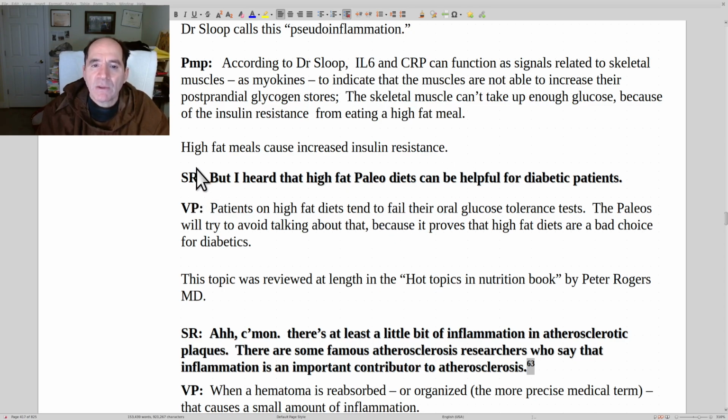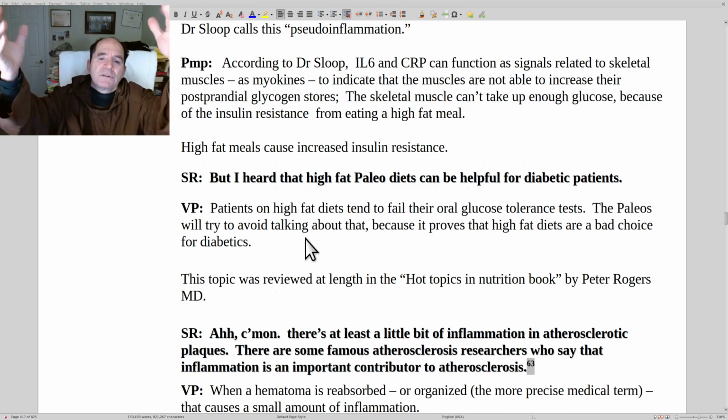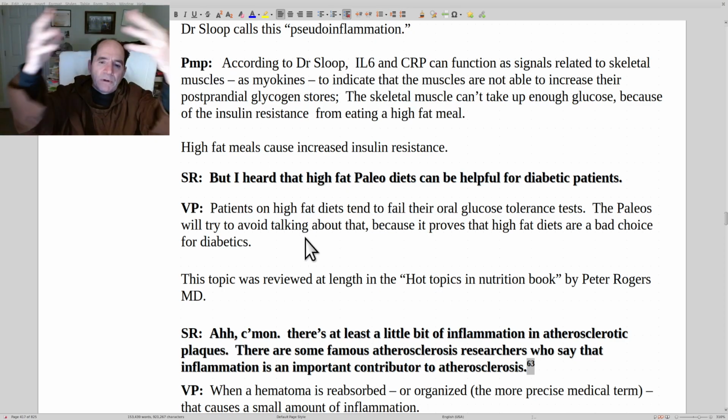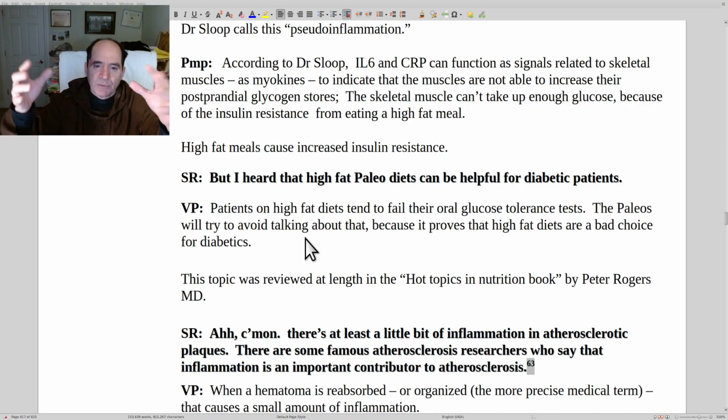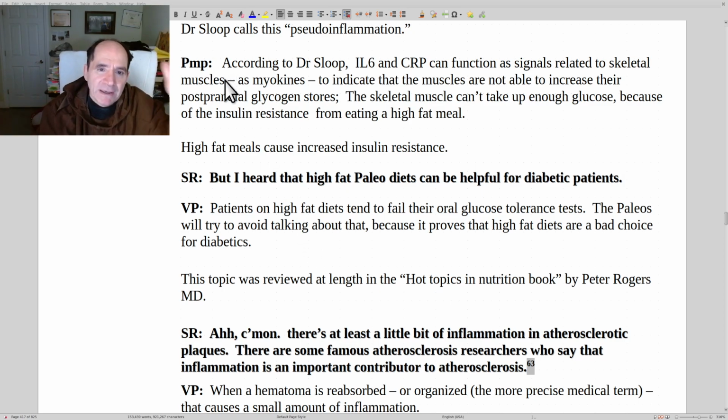Okay, so then, and by the way, all these little names here speaking in dialogues, I've written a whole bunch of stuff on atherosclerosis, and I've written a whole bunch of, like, Plato's dialogues, conversations between all these different characters discussing atherosclerosis. And so PMP is Plant Man Prometheus, SR is Skeptical Reader, and VP is the Vegan Prophet. So, you know, I kind of had fun doing that, imitating Plato's style of writing.